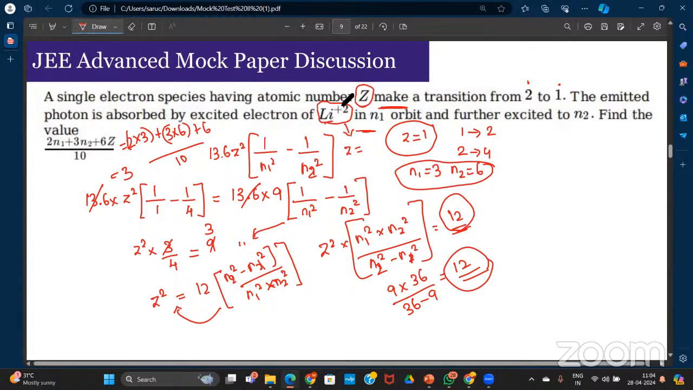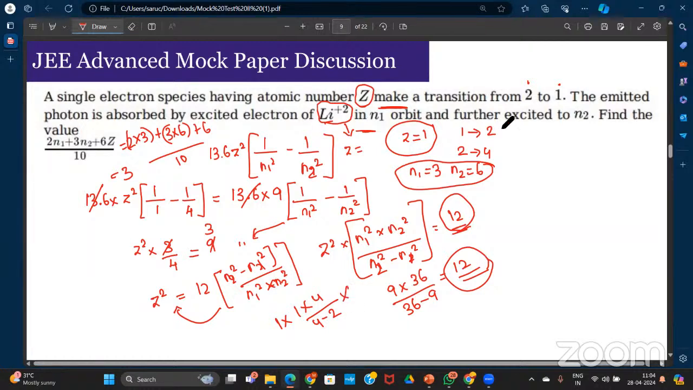Here they have given that the photon is absorbed by an excited electron of lithium 2 plus in the n1 orbit and further excited to the n2 orbit. You have to put 1 and 2. So 1 squared, I'm assuming Z is 1. So 1 into 1 squared is 1, into 2 squared is 4, by 4 minus 2 is 2. So is 4 by 2 equal to 12? No. So this transition will not be possible. Now move to the next transition and look for it.